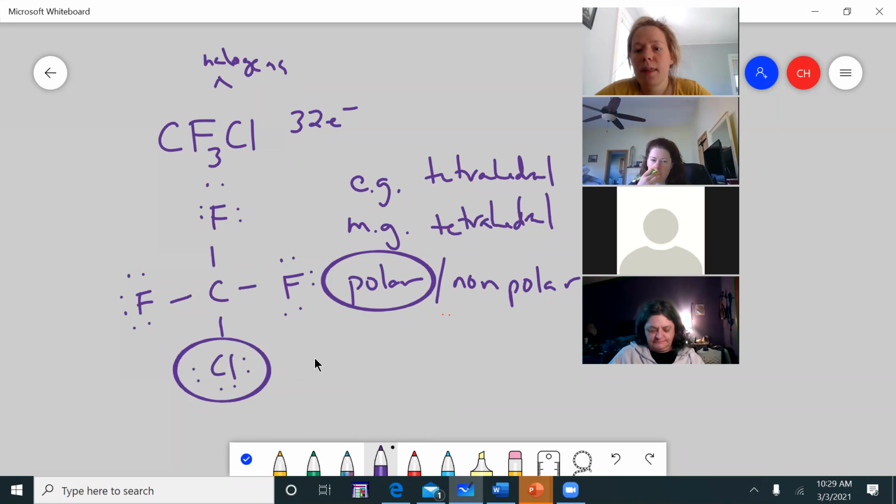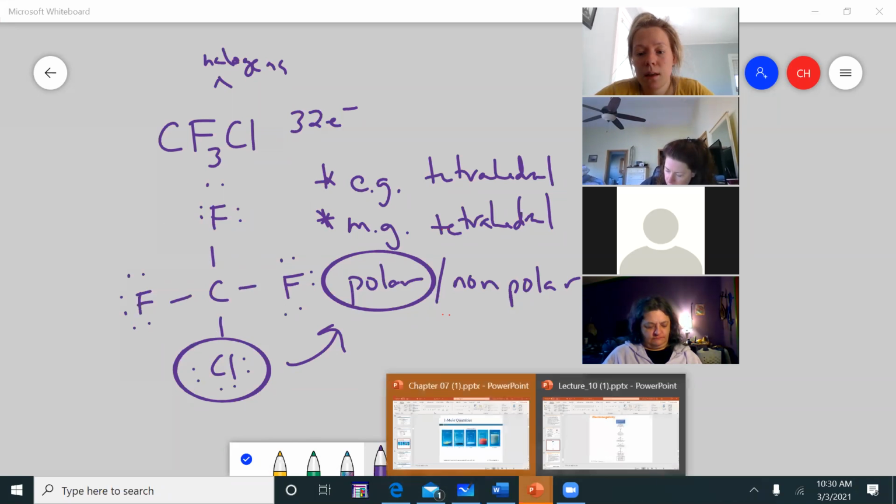Any confusion on why that one's polar or what's happening with the polar, nonpolar? Good with why electron and molecular are the same here? All the ropes have a buddy, so the atoms are doing the same thing as the electrons are doing. Okay.